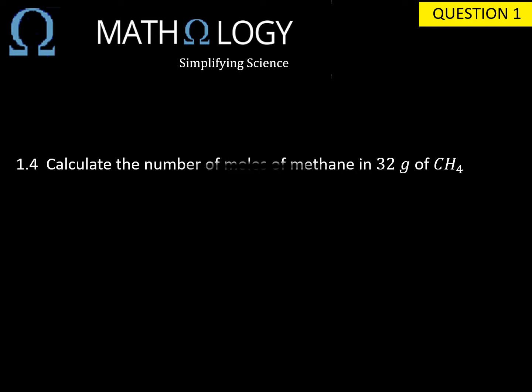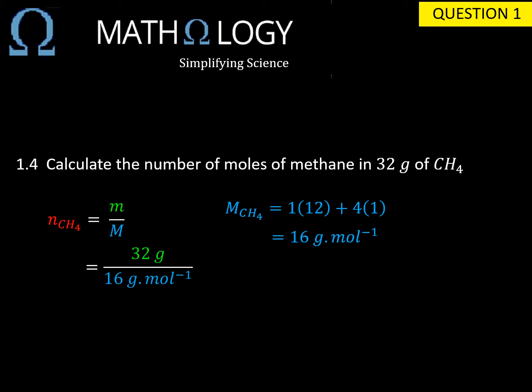Calculate the number of moles in 32 grams of methane. The molar mass of methane is 16 grams per mole, so there are 2 moles in 32 grams of methane.